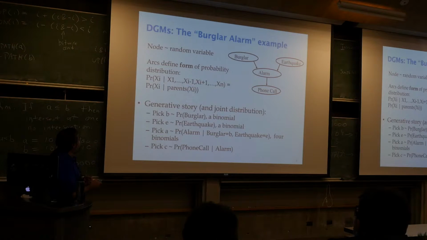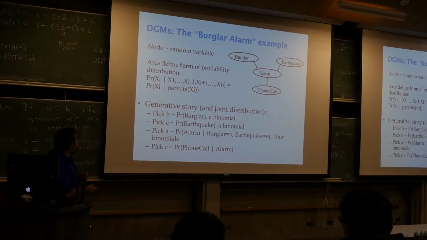So the arcs define the form of the probability distribution. These variables are all discrete. This is saying, here's a generative story. We decide whether the house is being robbed or not. We decide if there's an earthquake, so those are just binomials, true or false. Then we've got an alarm, and that's true or false depending on whether there's a burglary or an earthquake.